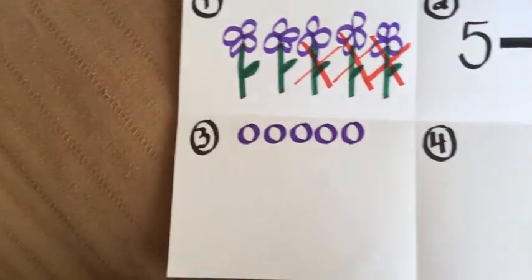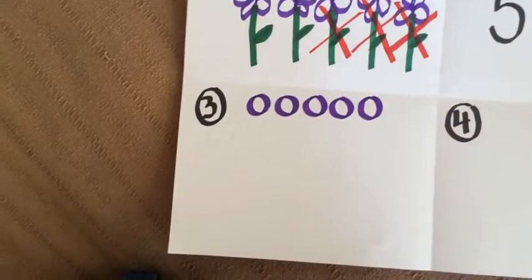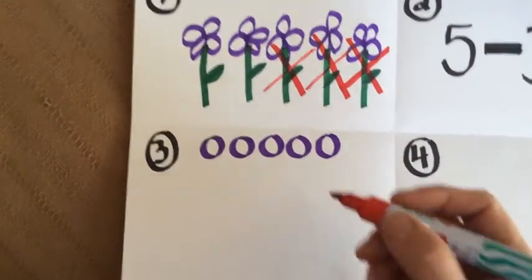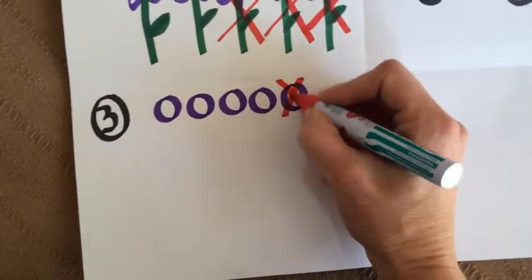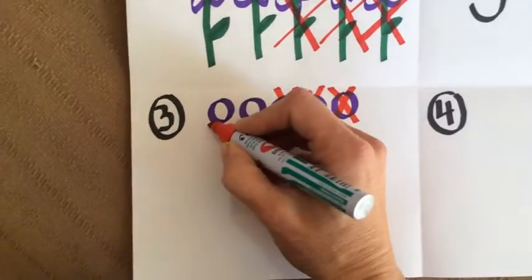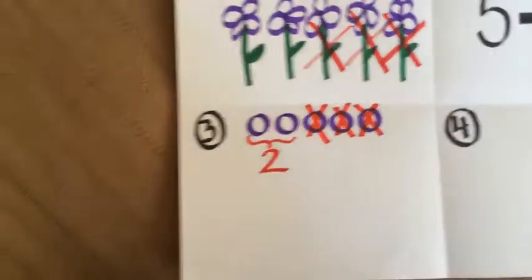And I have to show how many I take away. I will use another color. And I give away 3. 1, 2, and 3. So how many flowers are left? 2.